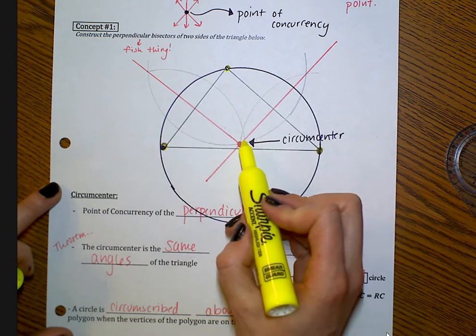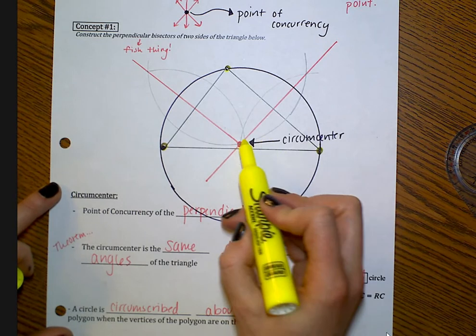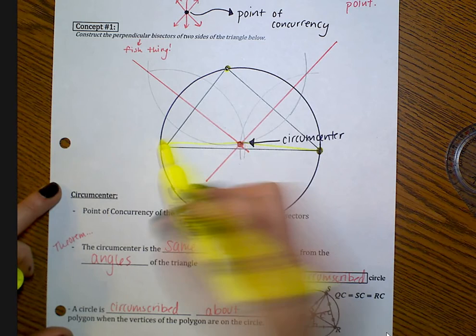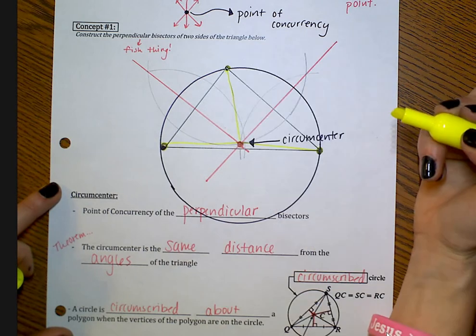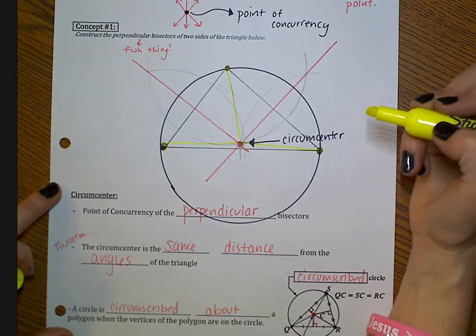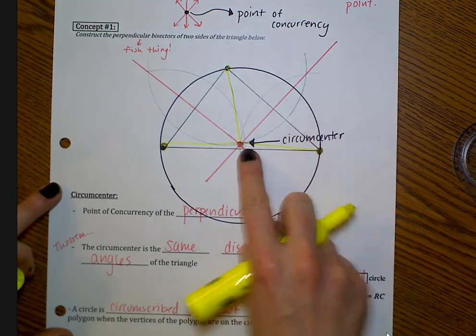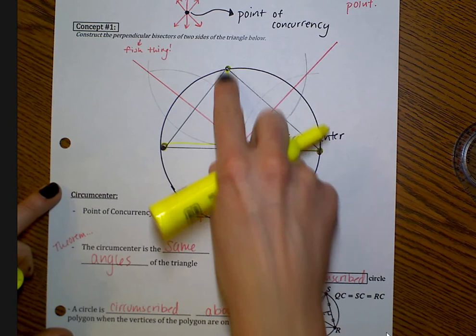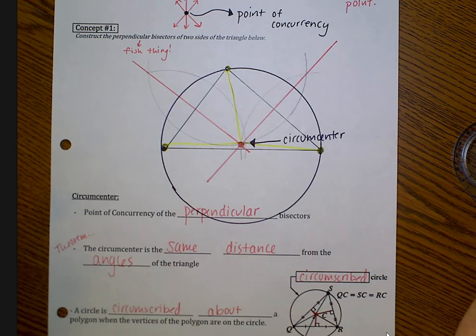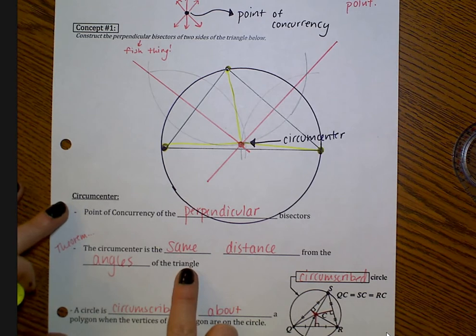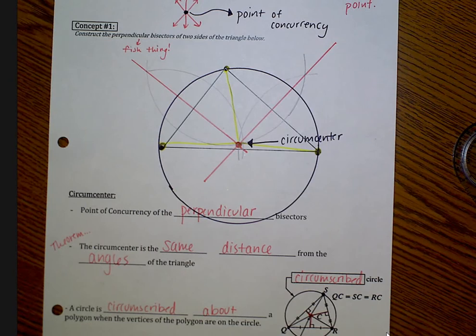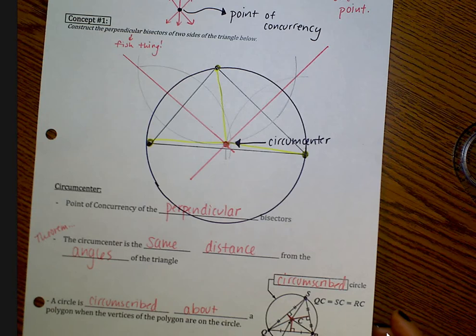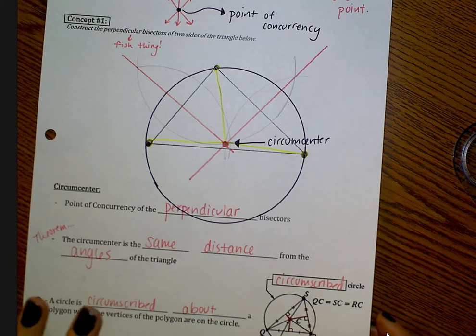So if you think about the radius, that's how I think of it. Radius is from the center to the circle. That's a radius, that's a radius, that's a radius. The radius is the same distance no matter where you draw it. So that distance and that distance and that distance from the center to the angles, it's all the same. If you think of the radius of the circle, it might help you remember that the circumcenter is the same distance from the angles. Okay, so that's a lot of information, but that's one point of concurrency.